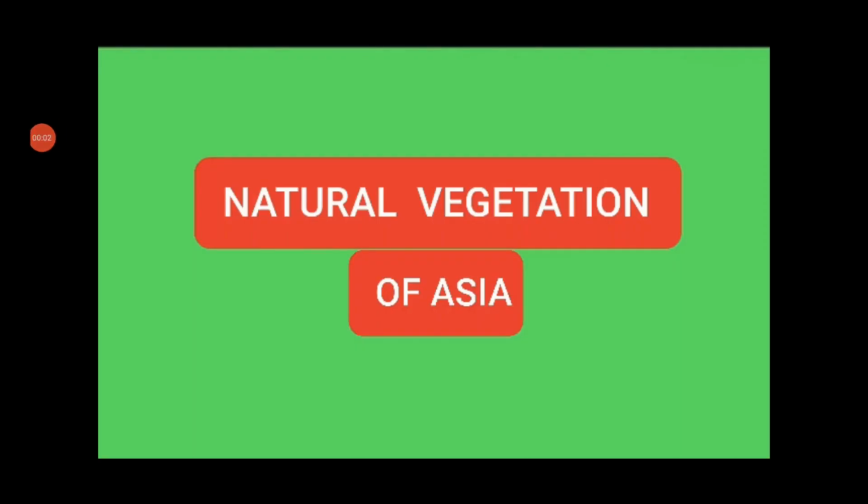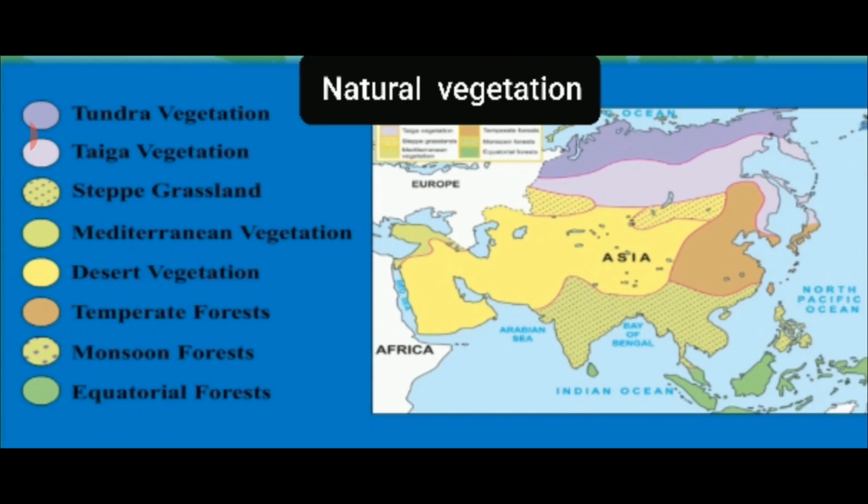Natural vegetation of Asia. Asia experiences a wide range of climate, which endows it with a rich diversity of vegetation. Following is the classification of vegetation: tundra vegetation, taiga vegetation, steppe grassland, Mediterranean vegetation, desert vegetation, temperate forest, monsoon forest, and equatorial forest. So now let's see the features of these types of vegetation.